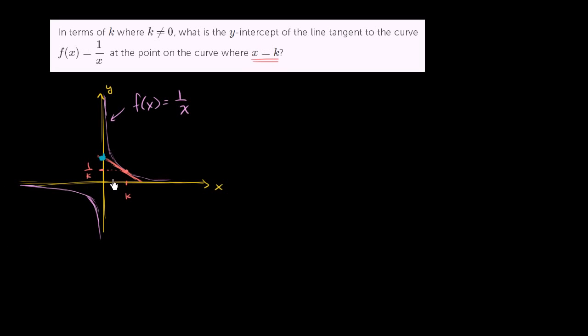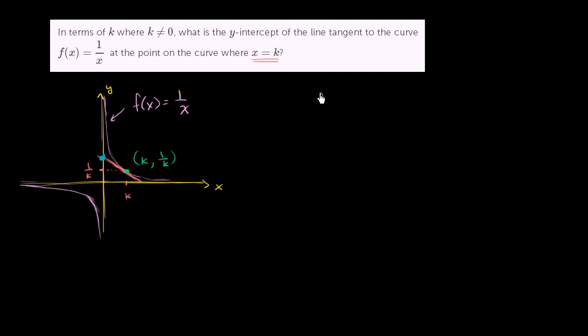So we need to figure out this point right over here. Well, the best way to do it, if we can figure out the slope of the tangent line here, the slope of the tangent line is just the derivative of the function at that point. If we can figure out the slope of the tangent line, we already know that the line contains the point k comma 1 over k. So if we know its slope and we know what point it contains, we can figure out its y-intercept. So the first step is, what's the slope of the tangent line? To figure that out, let's take the derivative.